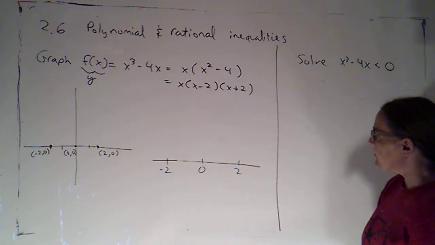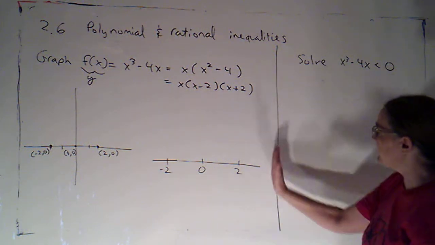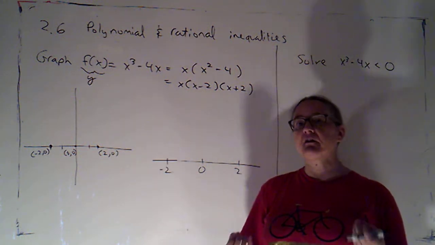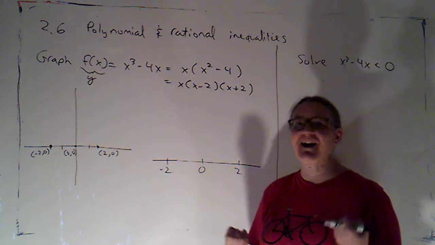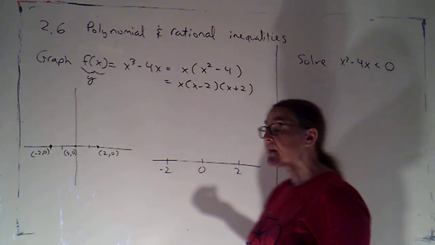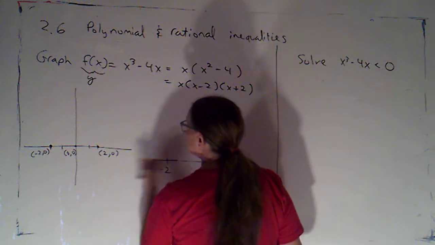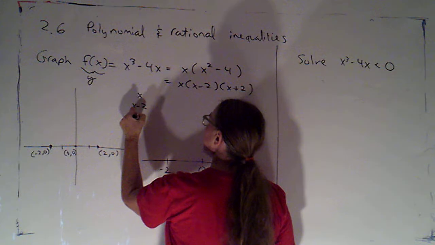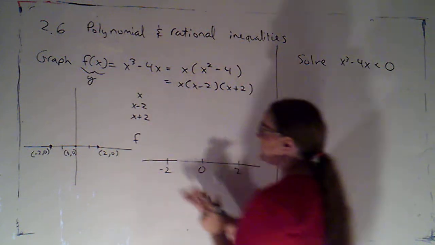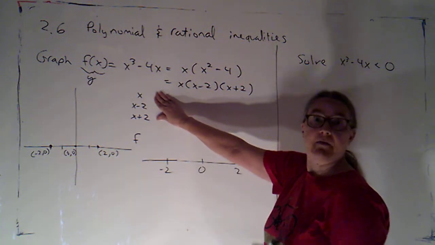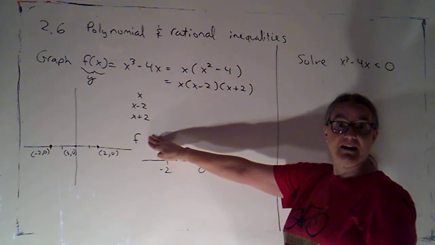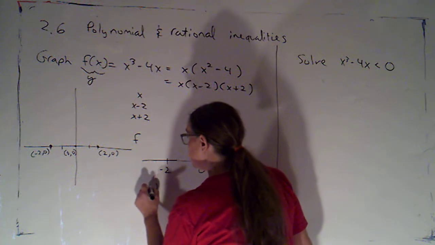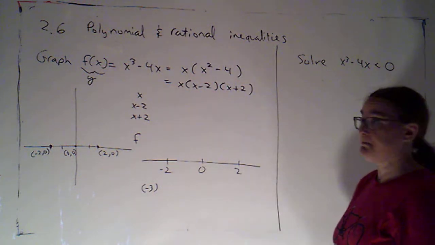So we've seen these numbers divide the number line up into 1, 2, 3, 4 subintervals, and we know that our function has a consistent sign on each of those subintervals. And so we can check. I'm going to just list each factor, x, x minus 2, x plus 2, calculate the sign of each of those, and then see how they would combine to give me the overall sign of f. And usually I just pick a test number. So I need a number smaller than negative 2. Let's try negative 3. Okay.